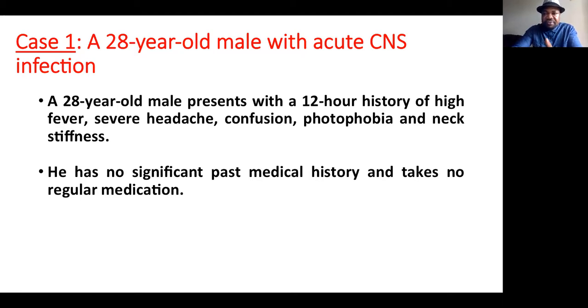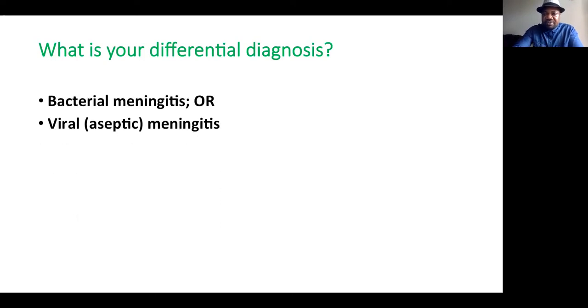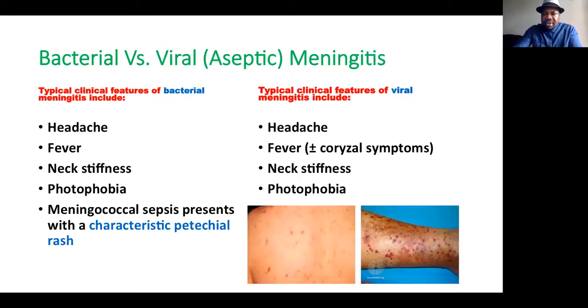Okay, so this gives you an idea. What is your differential diagnosis? You already suspect that this is a case of acute meningitis. So it might be either bacterial or viral. In your working differential diagnosis, you can already suspect that it might be either bacterial or viral meningitis. Now, if we look at it clinically, what can make the difference between bacterial versus viral meningitis?